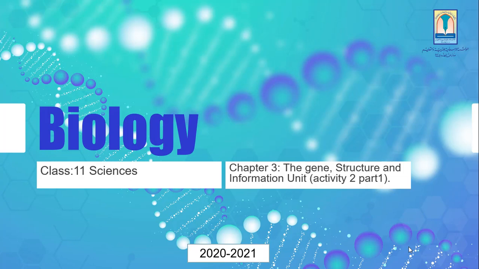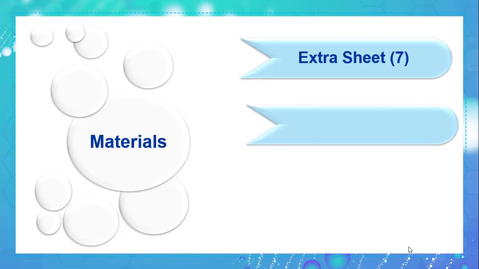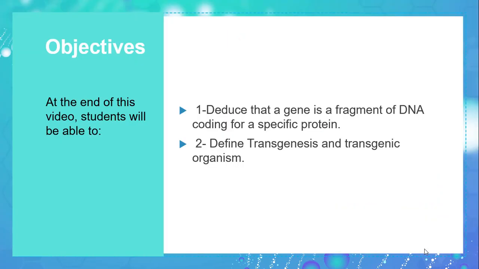Today we will continue with Activity 2 of Chapter 3, the Gene, Structure and Information Unit, Part 1. You will be supplied at the end of this video with Extra Sheet 7 and Summary Sheet 7. At the end of this video, you will be able to deduce that a gene is a fragment of DNA coding for a specific protein and define both terms, transgenesis and a transgenic organism.